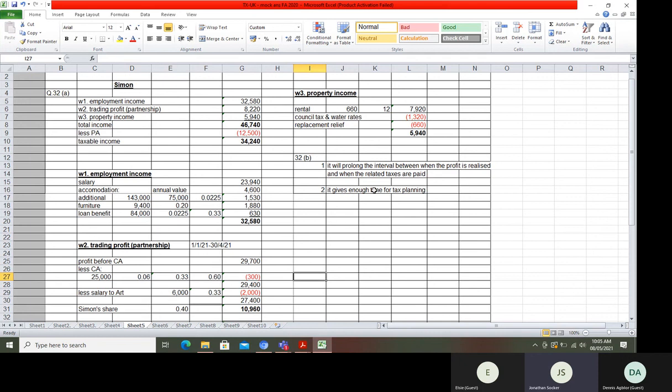Then it also gives enough time for tax planning. So here the profit is made early in the tax year. So by the time the tax year ends, you can make certain investments, or certain decisions that will help to reduce your tax liability. You have enough time to plan your tax before the end of the tax year, right? So that's it for number 32.